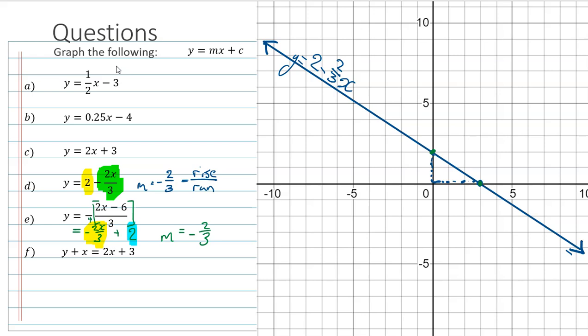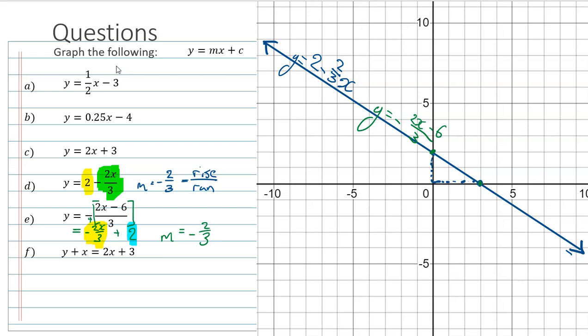So would you believe this blue line also represents this equation here? So I'll simply draw it over the top. So negative 2x minus 6 and 3.